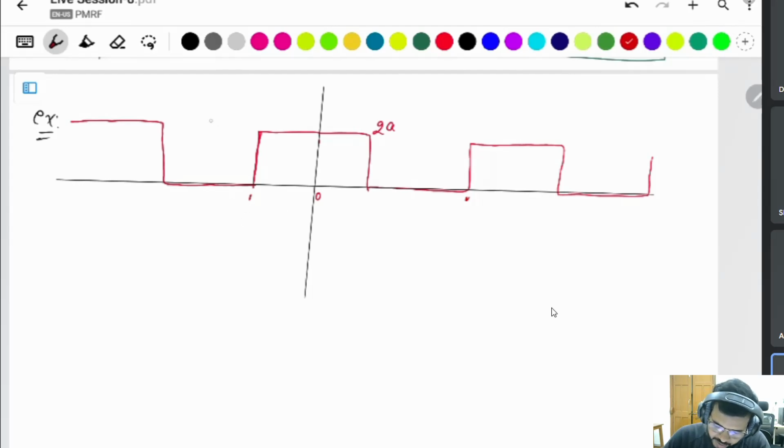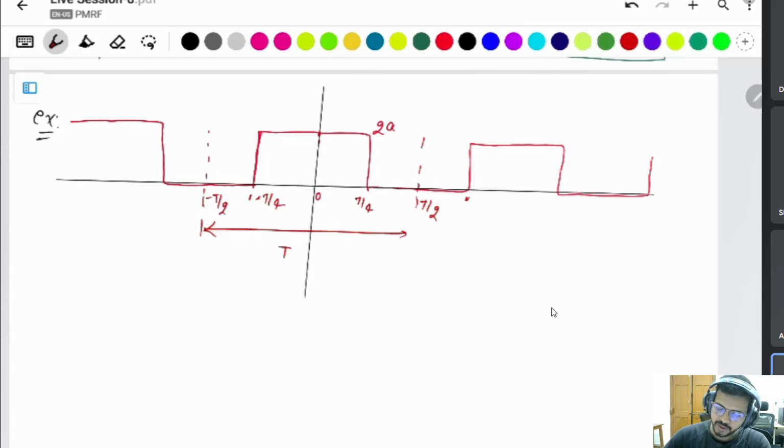Or you can take the half of this one and half of this one. And the signal has time period T. Starting from 0, this will be T by 4, this will be T by 2, minus of T by 4, and this will be minus of T by 2. But here you can't say this signal has half wave symmetry. You can't say that directly.